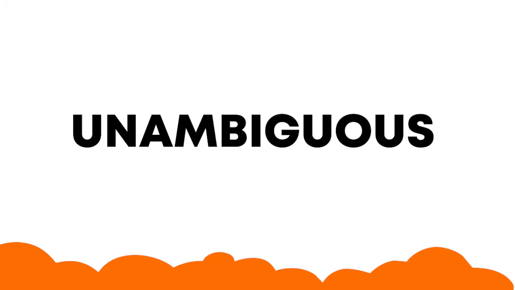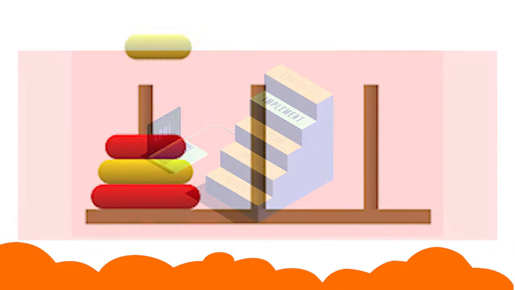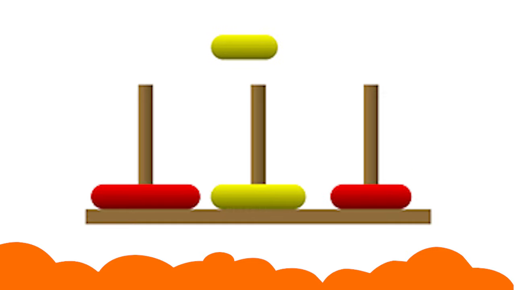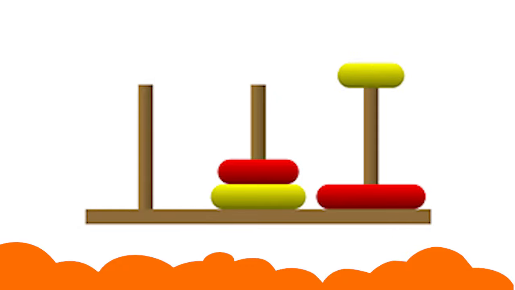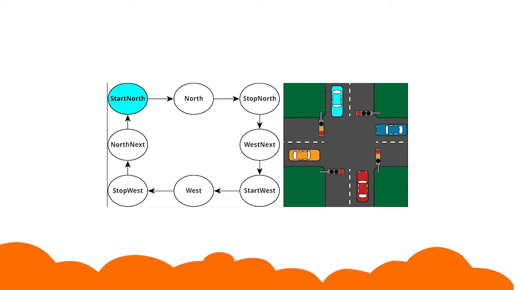The algorithm should be unambiguous, each step should be clear and must lead to only one meaning. If an algorithm says to take inputs, it should be well-defined inputs. The algorithm must clearly define what output will be yielded and should be well-defined as well. The algorithm must be finite. It should not end up in infinite loops.